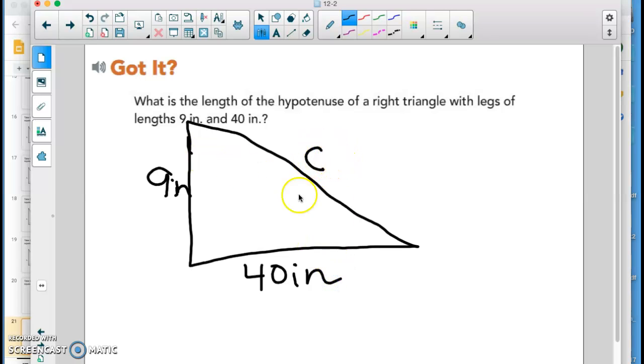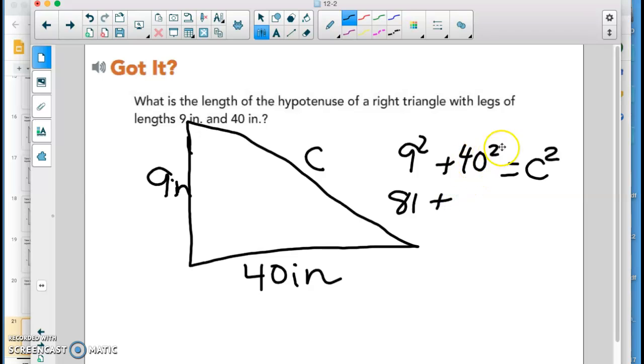I'm going to try to find what C is. So using the Pythagorean theorem, I'm going to do 9 squared plus 40 squared, and that's going to equal C squared. Now we're not really looking to see if it does equal each other. Now we're actually solving. So we have 81 plus 40 squared. Well, I know 4 squared is 16, so this must be 1600. That equals C squared. I'm going to add 81 plus 1600, and I'm going to get 1681 equals C squared.